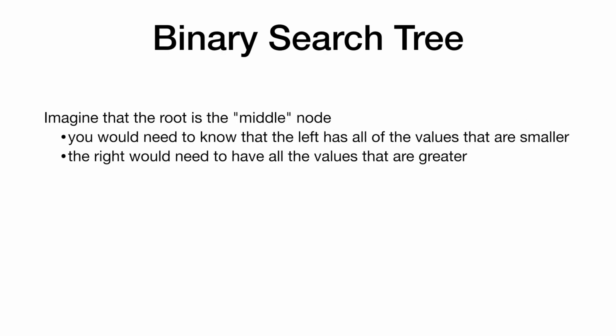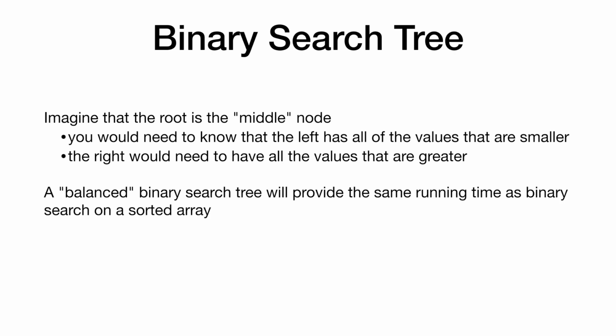So imagine now that we have basically a sorted tree. So imagine that your root is the middle node. So your root always has some value, and all of the things on the left child have values that are smaller, just like the left half of the array contained all the elements that were smaller. And all the stuff in your right child has values that are greater, right? So in this way, a balanced binary search tree would actually provide the same running times as binary search on a sorted array, right?